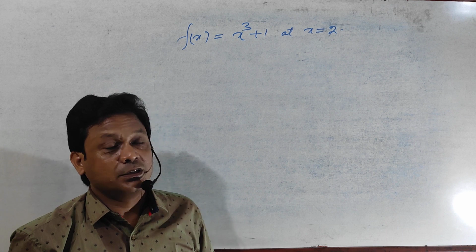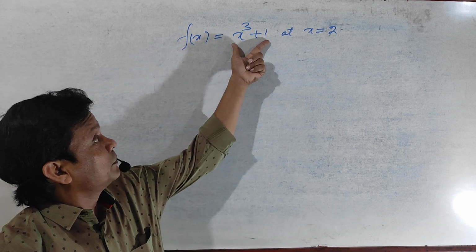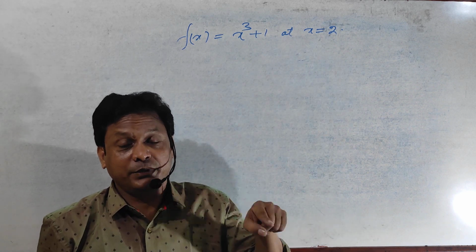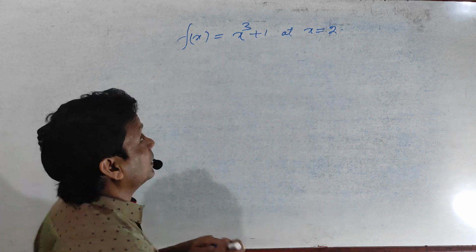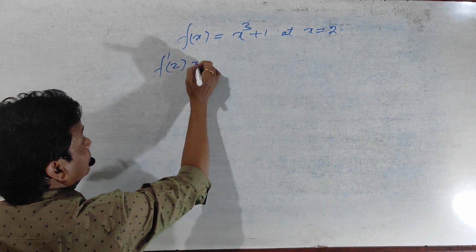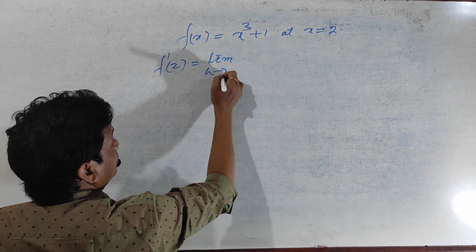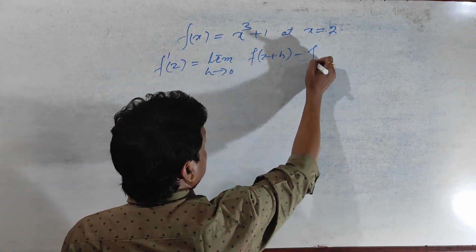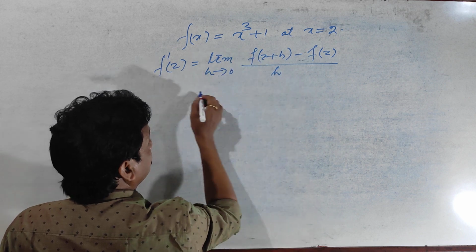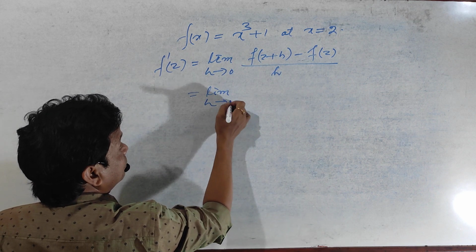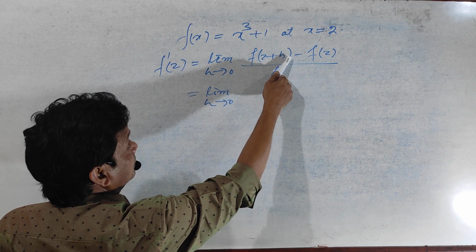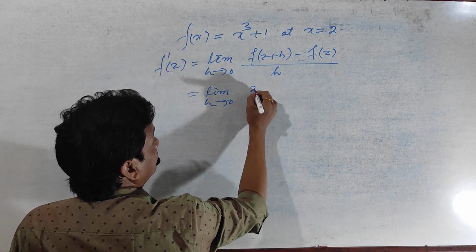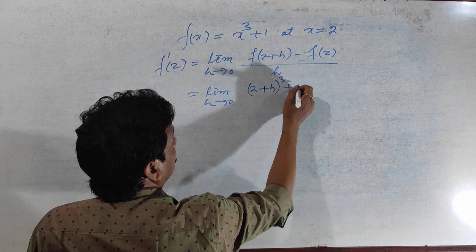Okay. See here, you have to find out the derivative of this function at x is equal to 2. That means you should apply the formula for f dash c, not f dash x, f dash c. Here c is equal to 2. Okay. See here, f dash 2, for the formula, limit h tends to 0, f of 2 plus h, f of c plus h, minus f of c divided by h. So it is equal to limit h tends to 0, f of 2 plus h. That means I am writing 2 plus h in place of x. So you should write 2 plus h in place of x. 2 plus h whole cube plus 1.